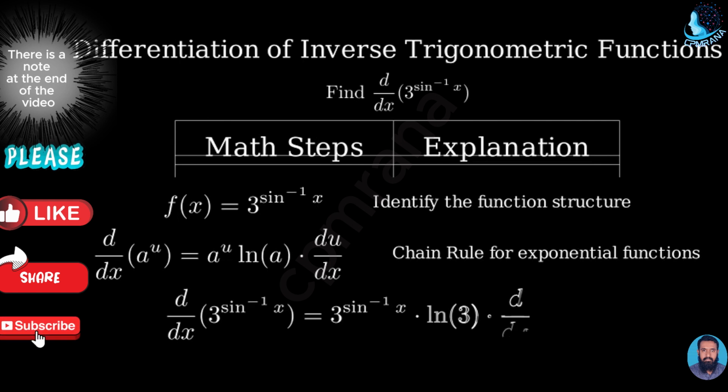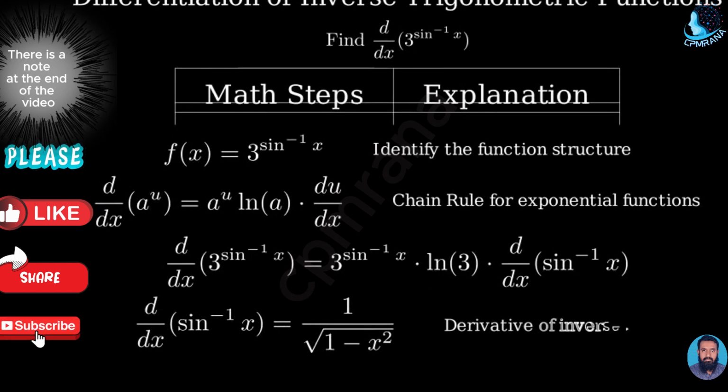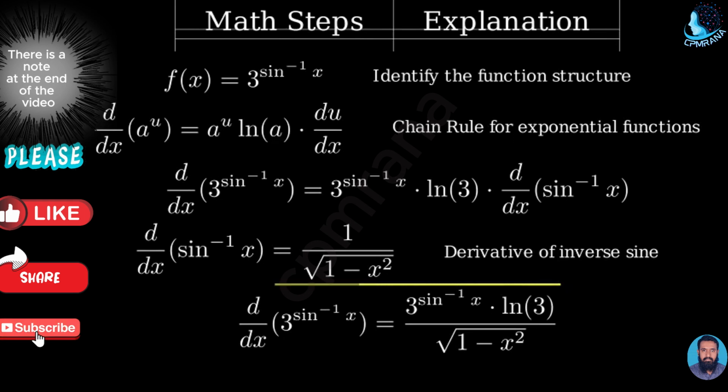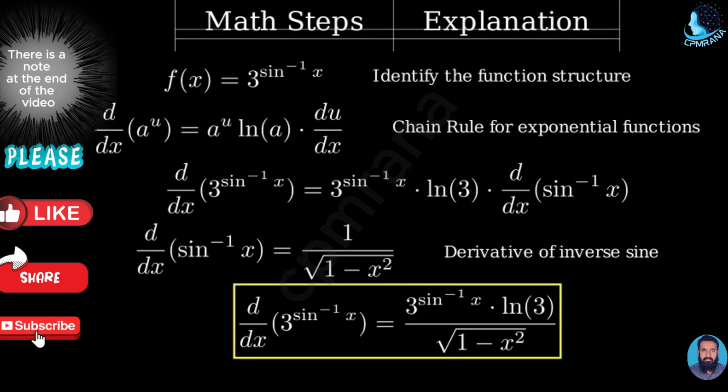Applying this to our problem, we get 3 to the inverse sine of x times the natural log of 3 times the derivative of inverse sine of x. Now we need to recall that the derivative of inverse sine of x is 1 over the square root of 1 minus x squared. Substituting this in, we get our final answer, 3 to the inverse sine of x times natural log of 3 all over the square root of 1 minus x squared.